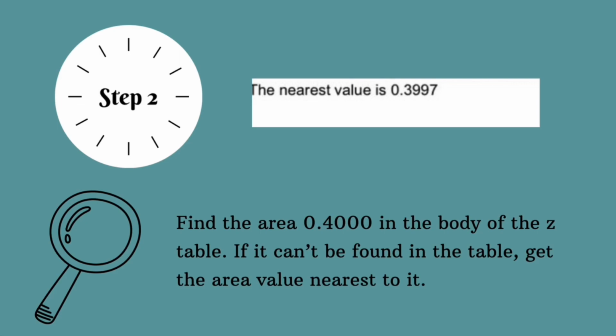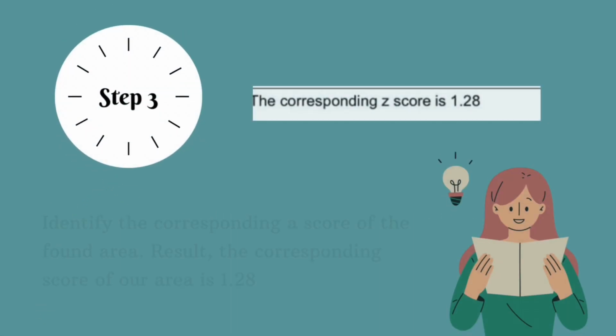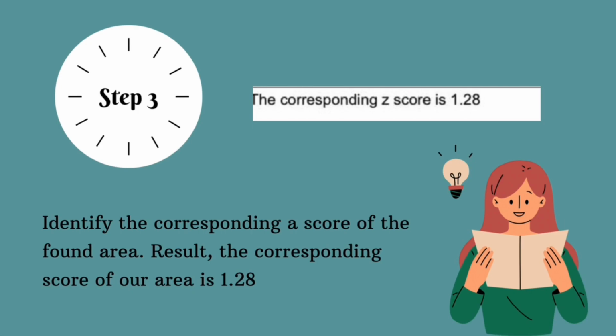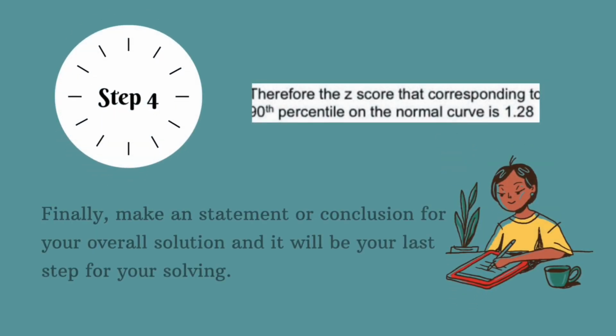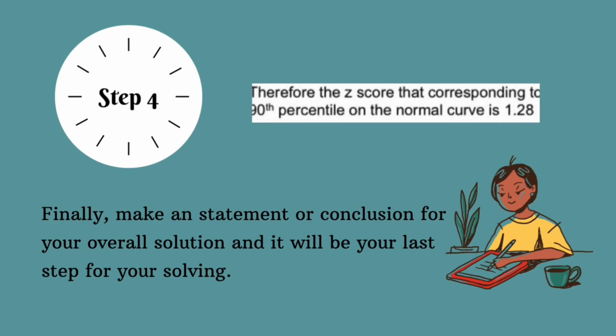Now, let's proceed to step 3. For our step 3, we need to find the corresponding z-score of our area. And our area is 0.3997. Our corresponding z-score is 1.28. And now step 4 is the last step for our solution. Finally, make a statement or conclusion for your overall solution.